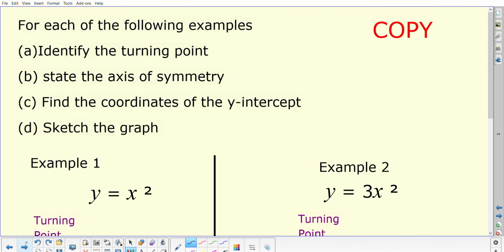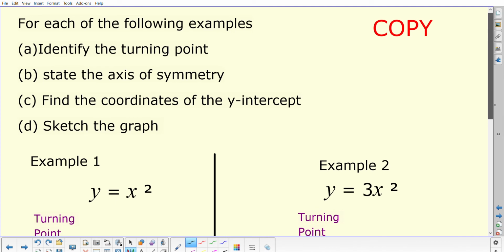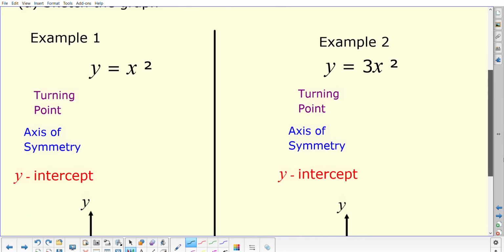So for each of the following examples, we're going to identify the turning point, state the axis of symmetry, find the coordinates of the y-intercept, and then be able to sketch the graph. So this is a wee bit of a summary.